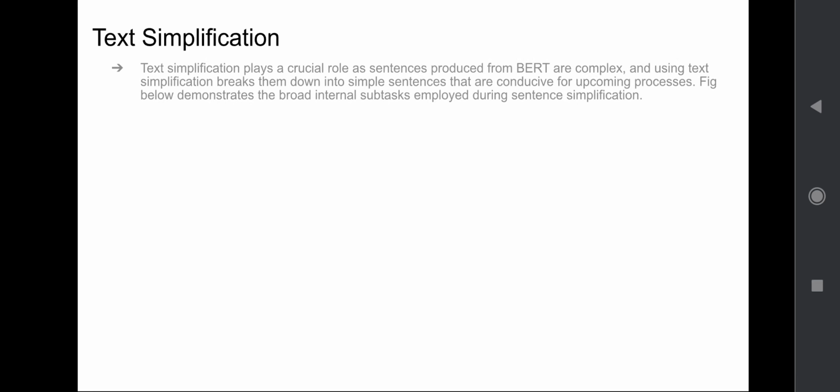Now, the second pre-processing step is text simplification. Text simplification plays a crucial role as sentences produced from BERT are complex, and using text simplification breaks them down into simple sentences that are conducive for upcoming processes. The figure below demonstrates the broad internal subtasks employed during sentence simplification.